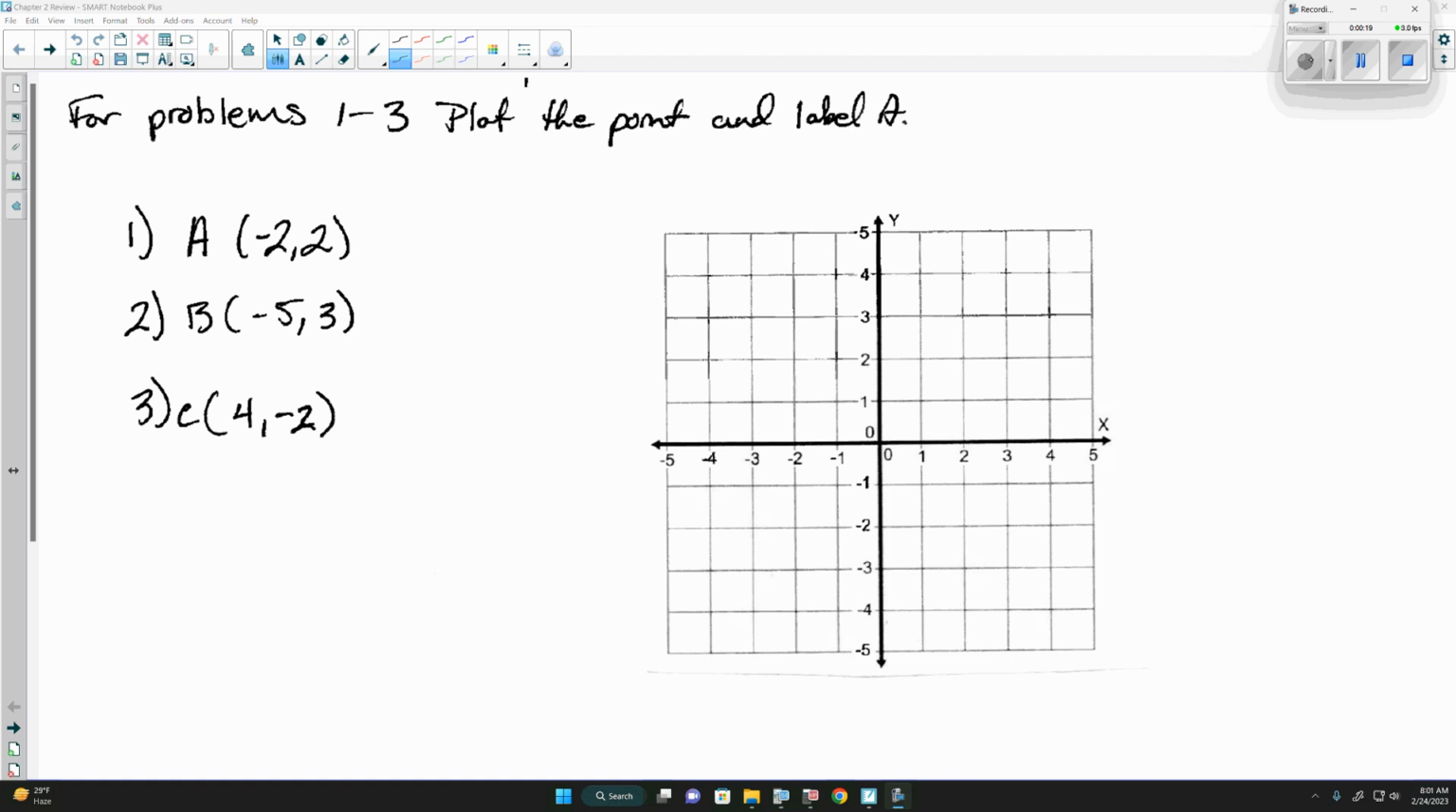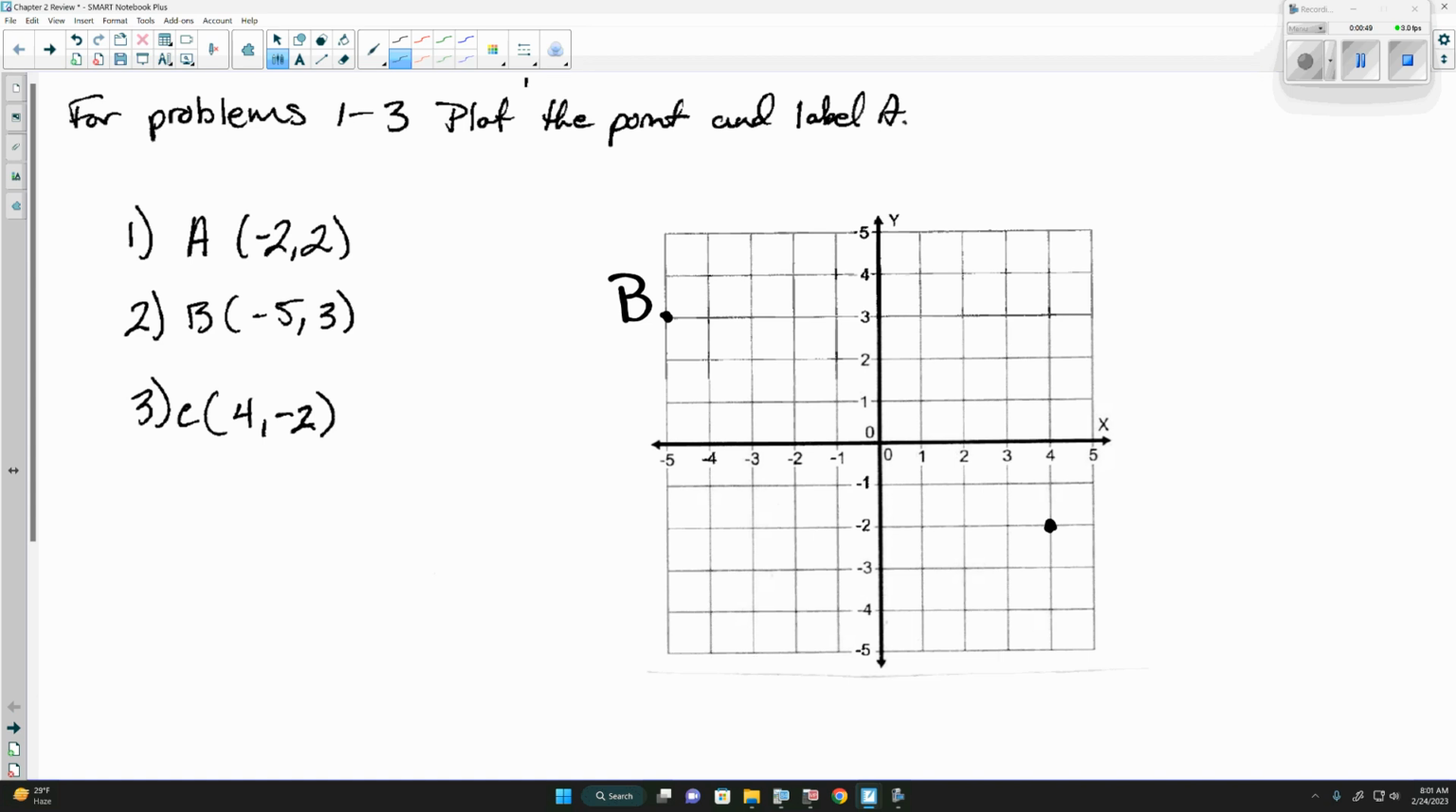Plot the points. So I'll just pick the second one, -5, 3. We go over to -5, up 3, and label the point. Because with these here, plot the point and label it, plot the point, either way, you'll still need to label it. Just put the letter with it, and that's all we have to do.